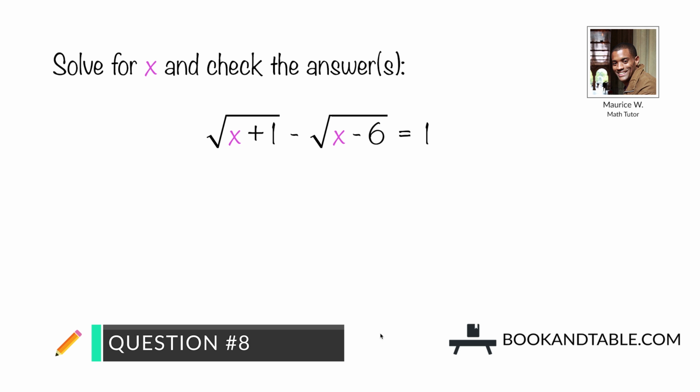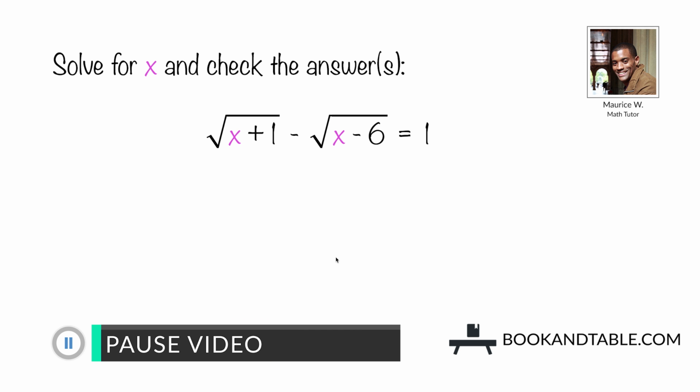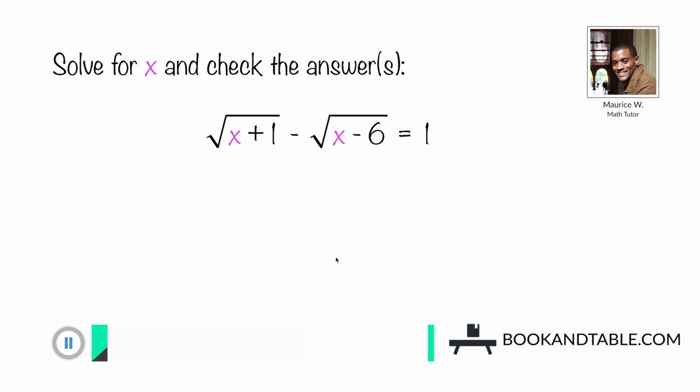Question number 8. Solve for x and check the answers. The square root of x plus 1 minus the square root of x minus 6 is equal to 1. Pause the video, answer this question, and then press play when you're ready to begin.